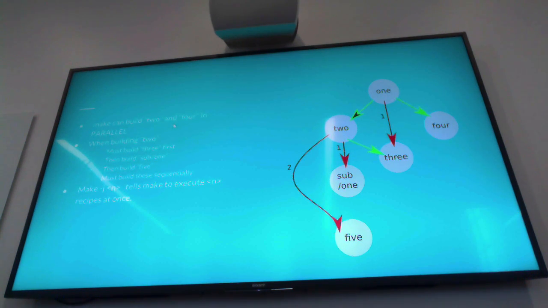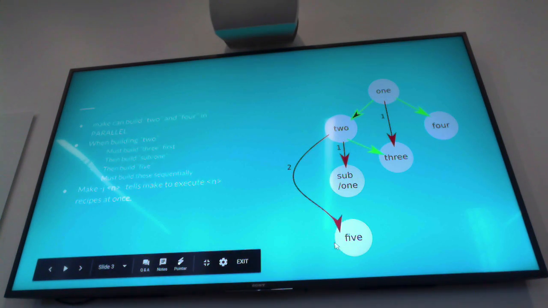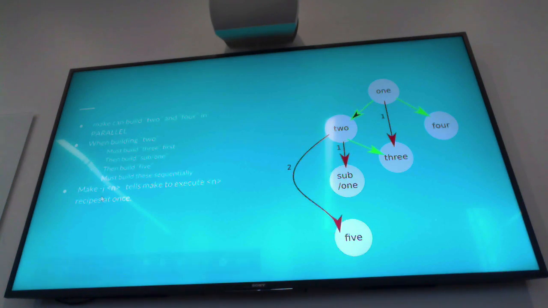Okay. So make can build things in parallel, and like I said, you indicate it by how you write your targets. And so here is a graph of the makefile I just showed you, and 1 is the first target that make is going to try to build because it's the first target in the file, and it can build targets 2 and 4 in parallel. And then when building 2, it must build 3 first, and then it must build this target and then this target next, okay? So you can tell make how many threads or processors to use when building your project by saying make -j and then providing a number n.